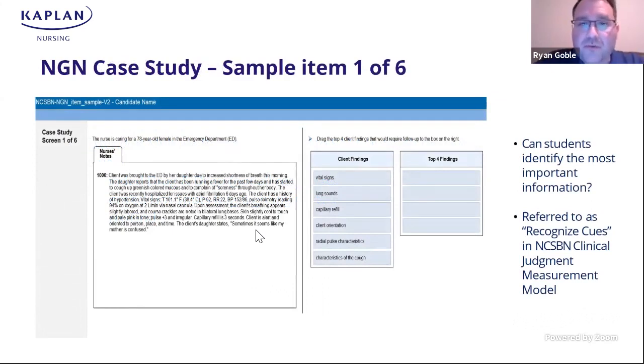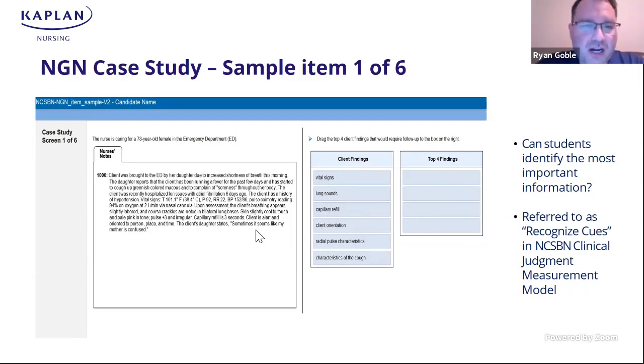Now this comes straight from NCSBN. Like Susan said, every set will have 6 questions. You can see on the left-hand side of the screen, we see a nurse's note. This information will remain pretty static. What will change is on the right-hand side of the screen: as the test taker progresses through the set of 6 questions, the questions on the right-hand side of the screen will change.